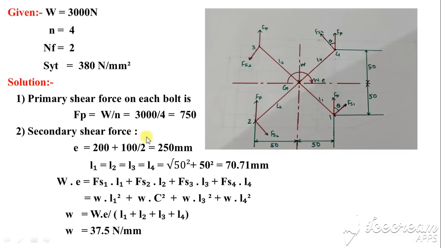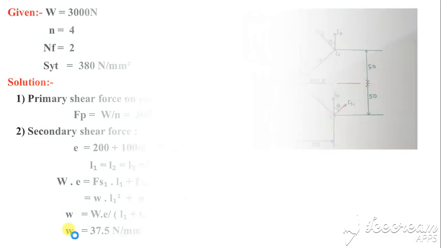Again applying the equation, total load W into E, transferring that moment at CG, equals the secondary force balanced by each bolt, that is Fs1 into L1, Fs2 into L2, and so on. Fs1 is replaced by small w into L1, so that becomes L1 square, and this equation is useful to find out small w, that is intensity of load, that is Newton per mm.